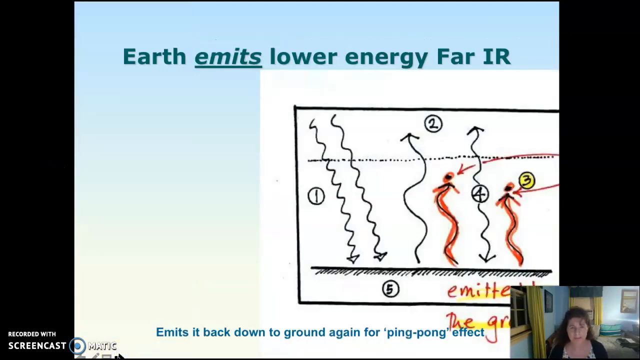Okay, on the way out, the Earth is going to emit lower energy infrared. The Earth is not the temperature of the sun, so the Earth is going to emit at a lower energy level for the IR. Here's all the energy coming in from the sun, and here's the IR that's being emitted, and this IR is going to be trapped by greenhouse gases on the way out.